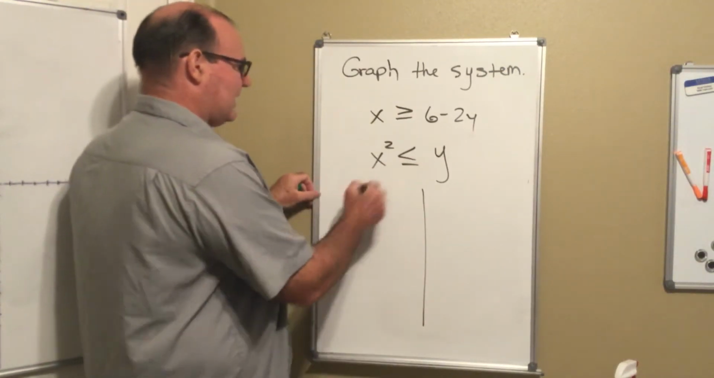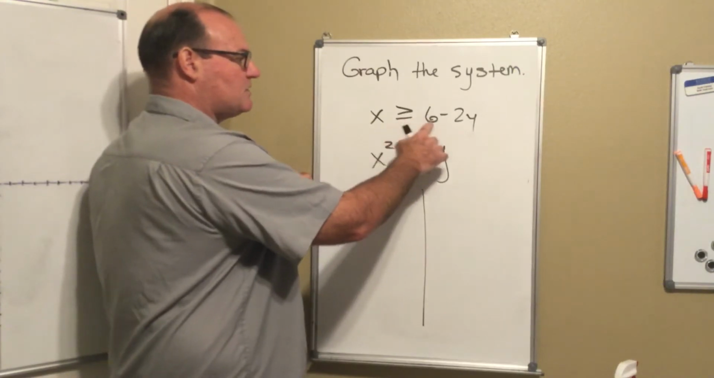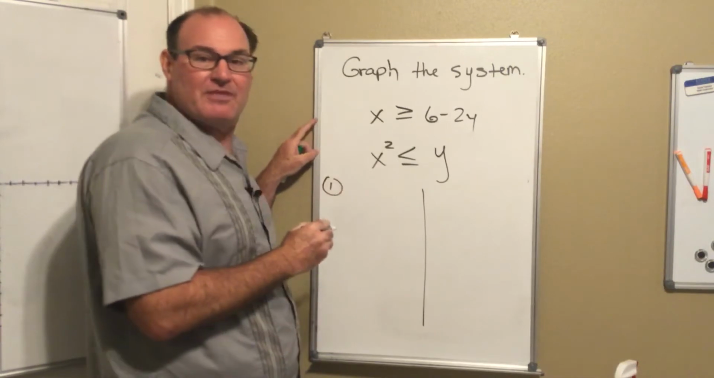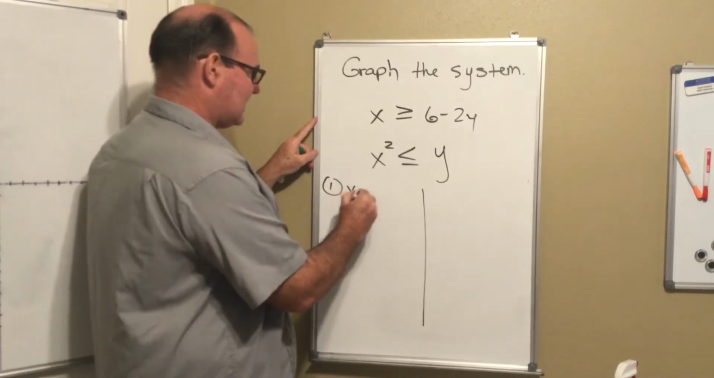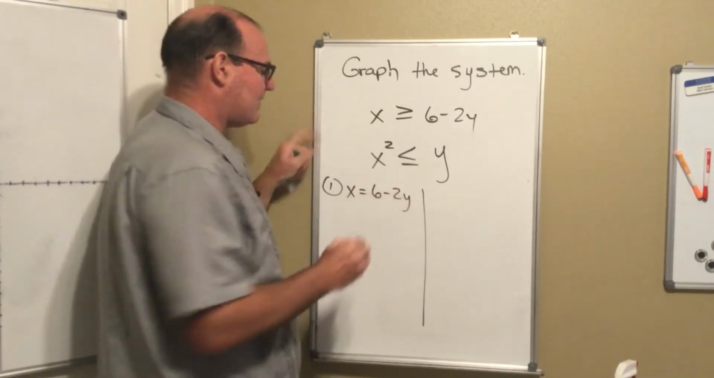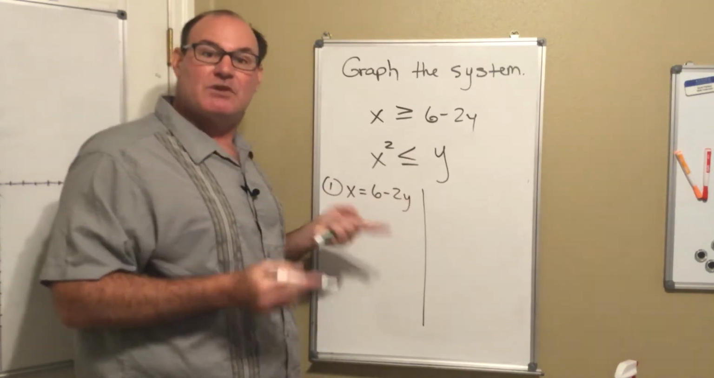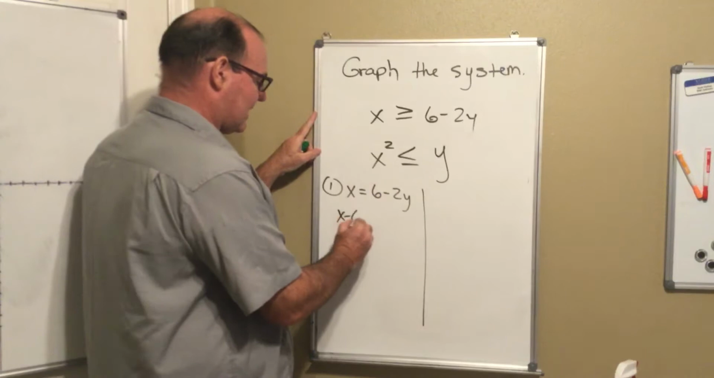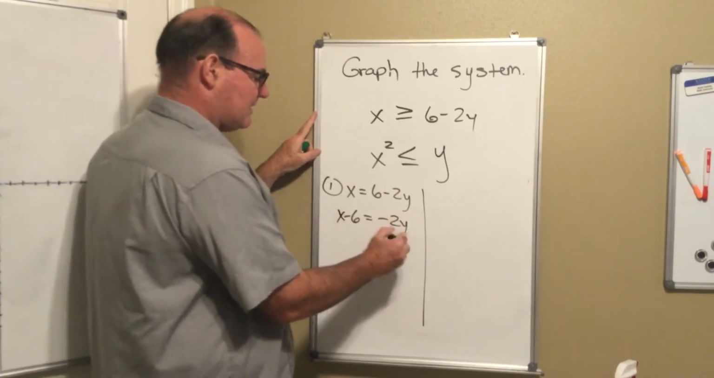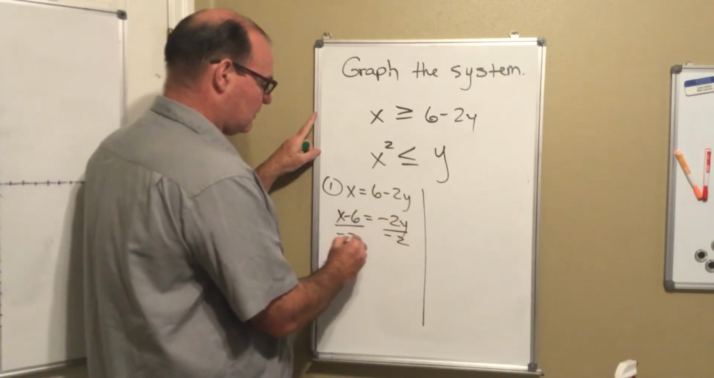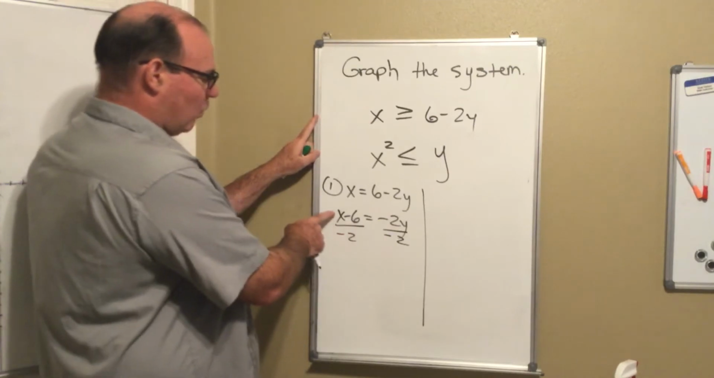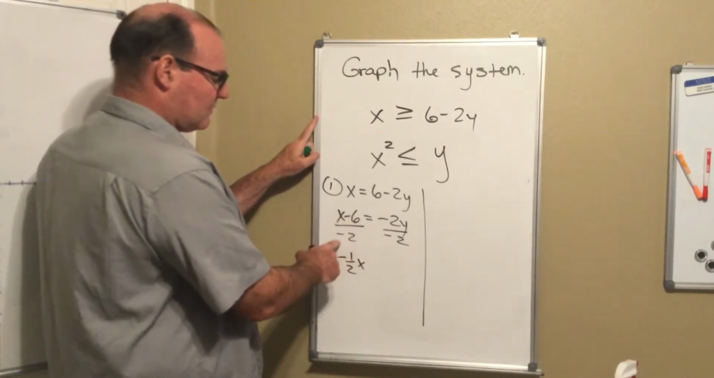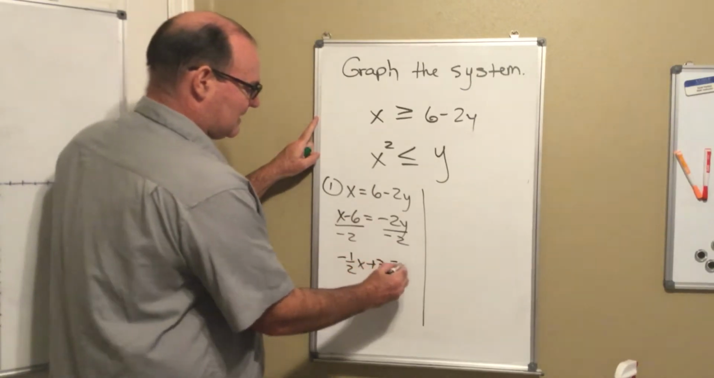So we're going to go through our 3 steps for both of these inequalities. The first one is x is greater than or equal to 6 minus 2y. So step 1 is I am going to graph the equation, x equals 6 minus 2y. This is just a line, so I'm going to solve it for y. First, I'm going to subtract 6 from both sides. Then I'm going to divide everything by negative 2. And so I've got 1 over negative 2, so negative 1/2 x. Negative 6 over negative 2 is plus 3, equal to y.